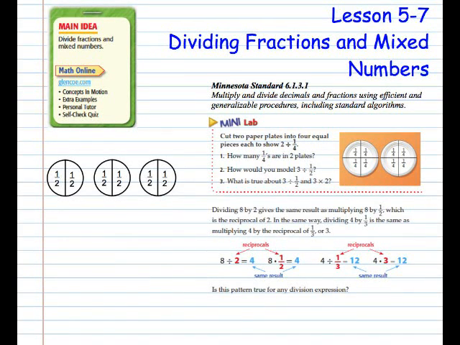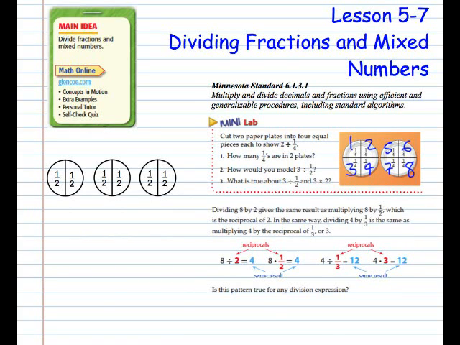This is lesson 5-7, dividing fractions and mixed numbers. Cut 2 paper plates into 4 equal pieces each to show 2 divided by 1/4. How many 1/4 are in 2 plates? Well, we have 1, 2, 3, 4, 5, 6, 7, 8.